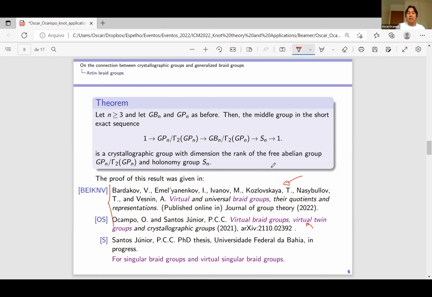Also, my student Paulo Santos Jr. proved that for singular braid groups and virtual singular braid groups, the middle group is also a crystallographic group. It is interesting in these works to establish that this group is a crystallographic group and then obtain some properties of this kind of group.